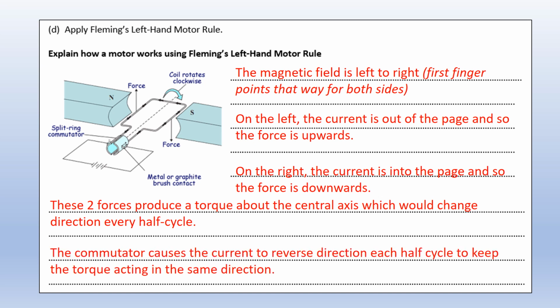So what we have is that device you can see there called a split ring commutator, which is a fancy way of saying two brushes. That allows us to change the current direction every half cycle, so the torque keeps going the same way, and we can use our electric motor to spin wheels or drive something that we're interested in.